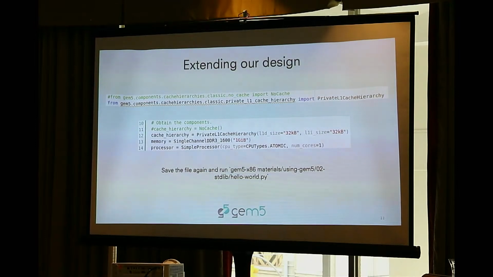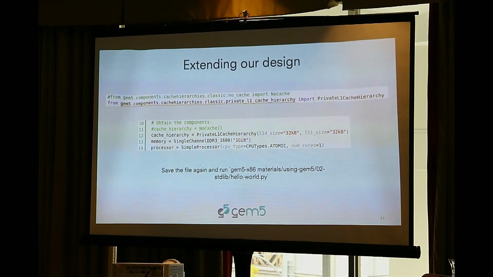I can't remember exactly what we provide right now. I think we provide a private L1, and then we have a private L1 and private L2 cache. There's a few more of what we call Ruby caches, but I won't go too deep into that right now. We're hoping to expand these to provide more in the future, but yes, I think that's a really good point.